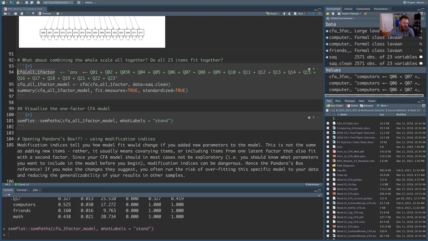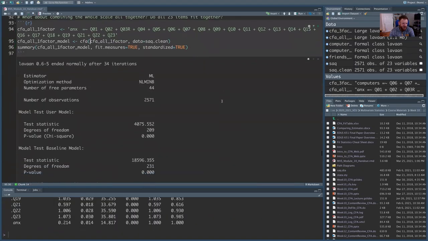So this is CFA all one factor. I call this thing ANX for anxiety, and it is composed of all 23 items, 1, 2, 3, R, 4, 5, 6, all the way to 23. And then I just fit a model based on that equation. And again, CFA for all one factor, and then a summary using the standardized solution.